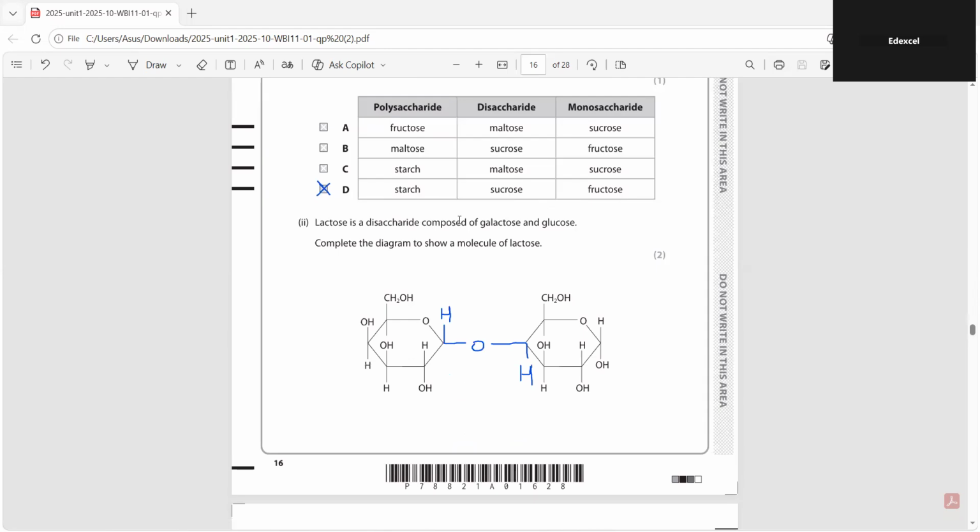Lactose is a disaccharide composed of galactose and glucose, which are two monosaccharides, right? So complete the diagram to show a molecule of lactose. During the formation of lactose, what will happen? A water molecule is formed. So H will be attached to two of these monosaccharides, and in between, the bridging one is the oxygen atom. So this is how you have to draw that.